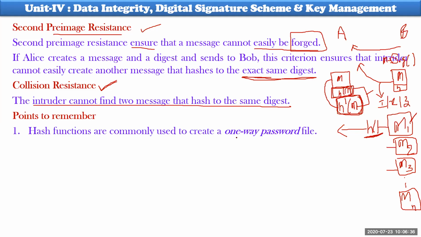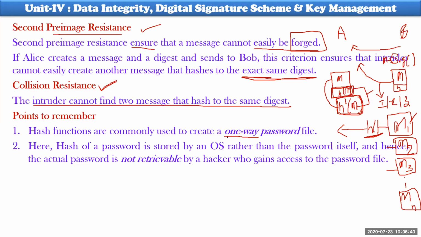Hash functions are always one-way functions, as I have already told you. One-way in the sense that you could not get back the original data from the hash. Normally, hashes are used for passwords, and the operating system stores the hash instead of the password. The hash is created from what the user enters.